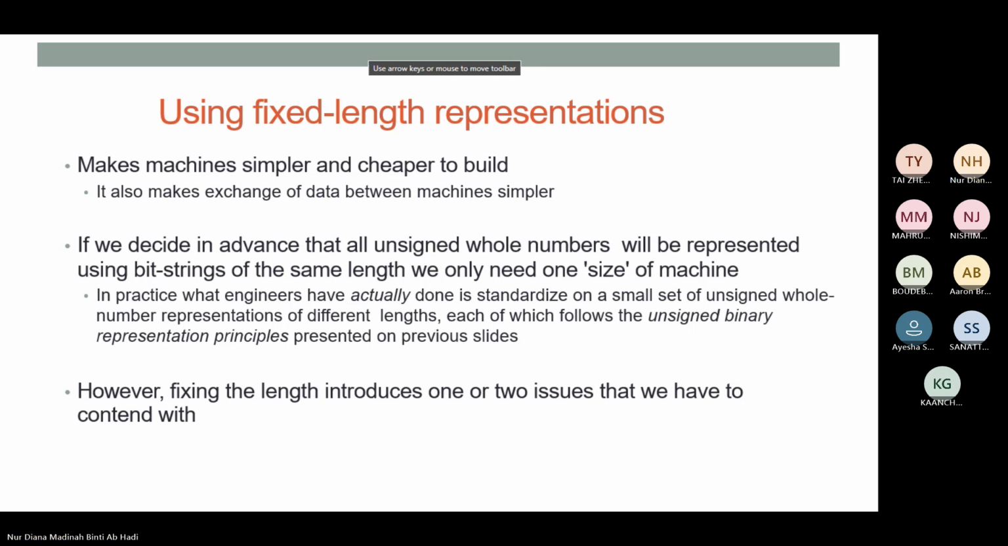But when we have a fixed length, it will introduce 1 or 2 issues that we need to contend with. Okay?